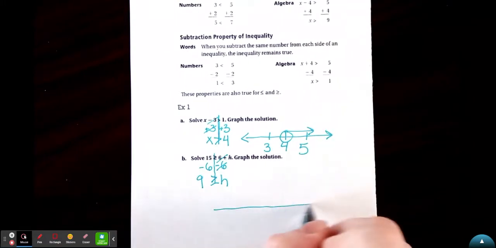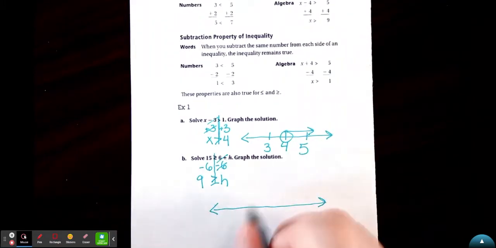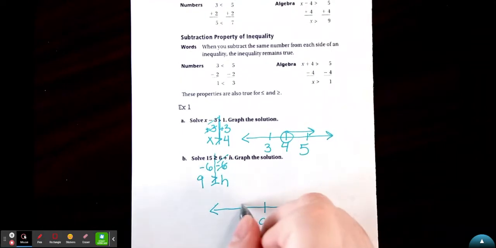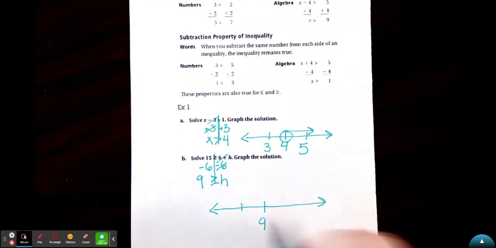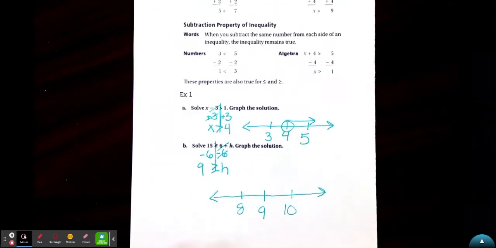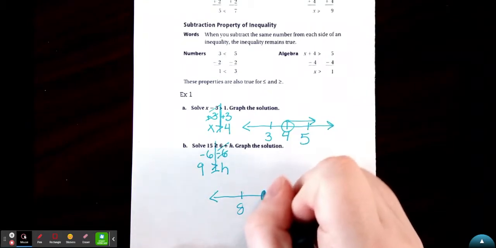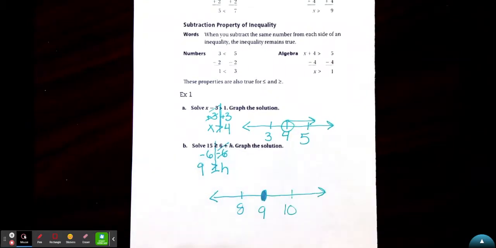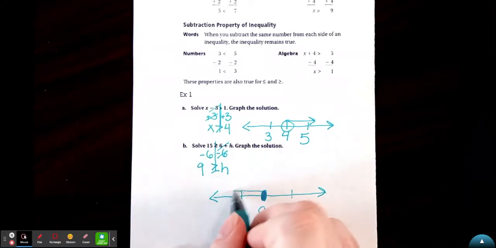All right, draw my number line. I know I'm going to put a circle on 9, and then what's one number less than 9? And one number more? Okay. What do we think? Open or closed circle? Closed, because it can be exactly 9 since it says or equal to. Okay. And then H is less than or equal to 9. So is it going to go towards 8 or towards 10? Towards 8.